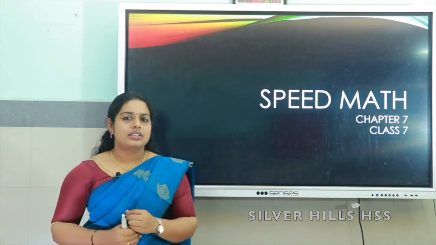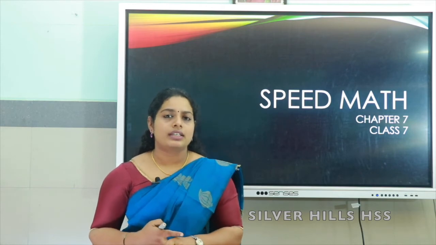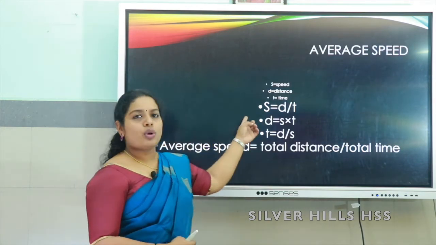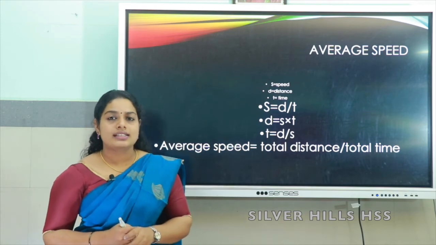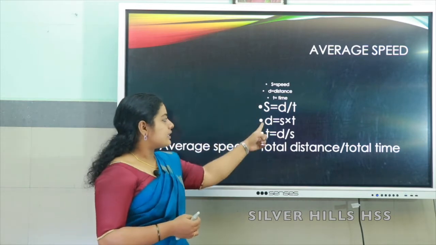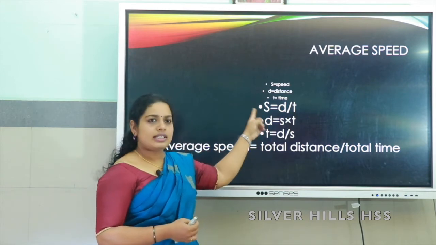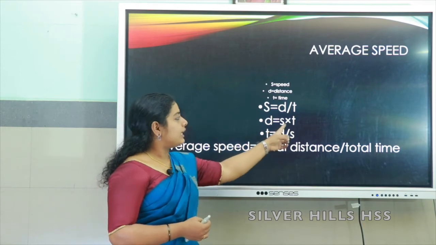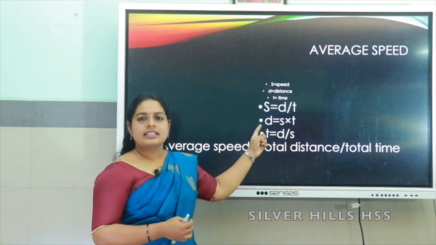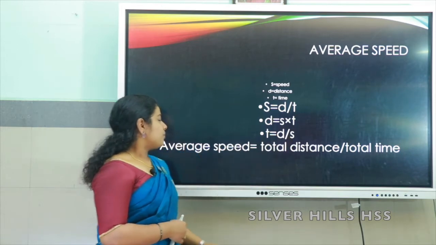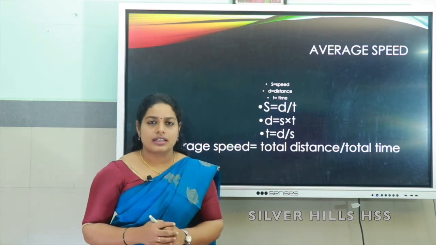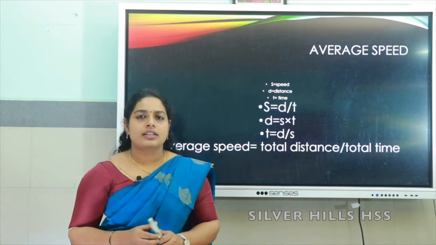Now in this chapter, apart from speed, we are going to deal with average speed. It's a new term. Let's look at what is average speed. Here we have the formula for finding speed. Speed is equal to distance divided by time, and from the same formula we can derive the formula for finding distance and time. If distance and time are given, speed is equal to distance by time. If speed and time are given, we can calculate the distance by d is equal to s into t. And if distance and speed are given, time is equal to distance by speed. The average speed of a vehicle is equal to the total distance covered by that vehicle divided by the total time taken to cover the distance.